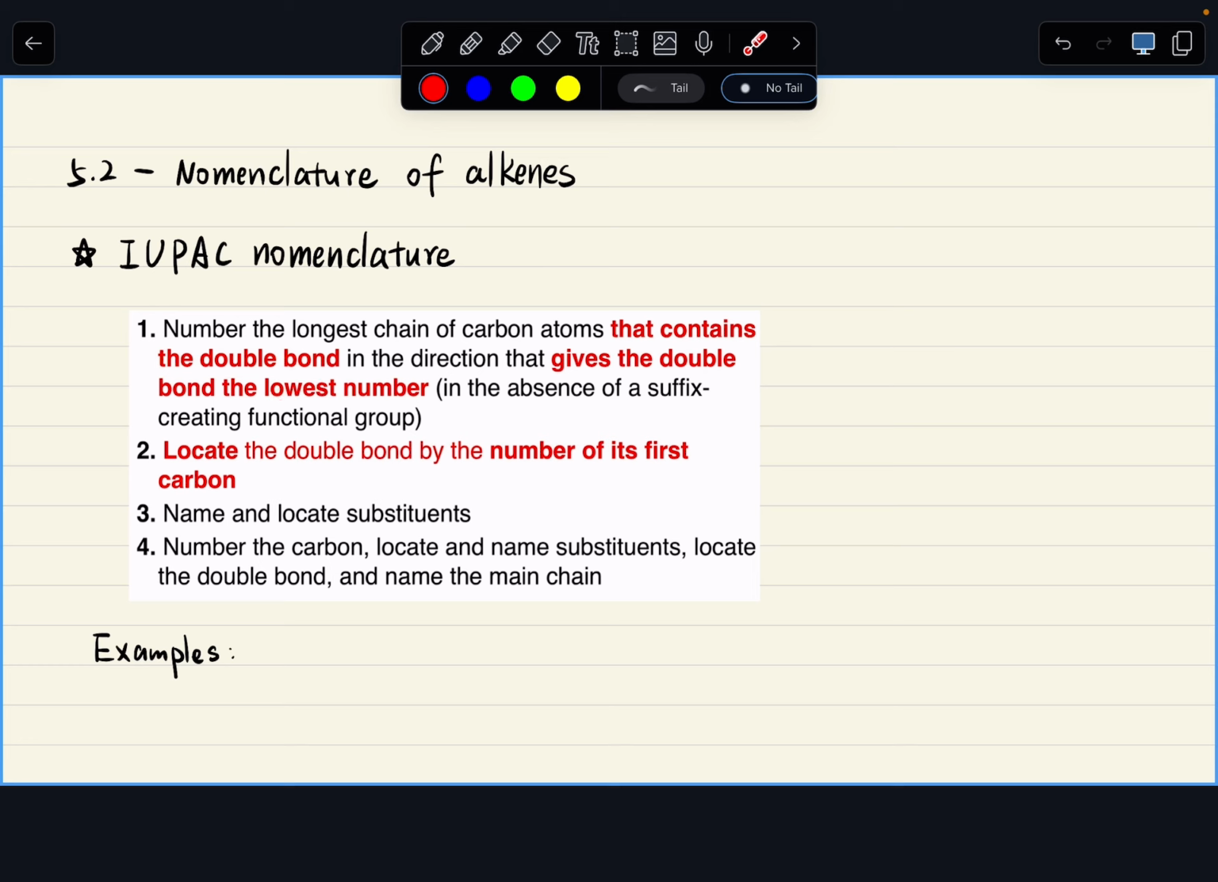Number the longest chain of carbon atoms that contains a double bond in the direction that gives the double bond the lowest number. So when you count the chain, you want to count it so that your double bond has the lowest number. For example, if we have a molecule like this, I want to count it from 1, 2, 3, 4, 5, and then locate the double bond by the number of its first carbon. So in this case, I'm looking at a pentene, and my double bond is at position number 1. So we can call it 1-pentene.